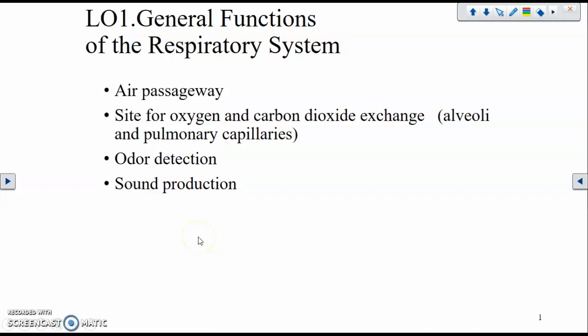Hello everyone, so in this lecture video I will be talking about the respiratory system. This is probably going to be the first of two videos covering the respiratory system. So there are general functions of the respiratory system that is shown on the slide.